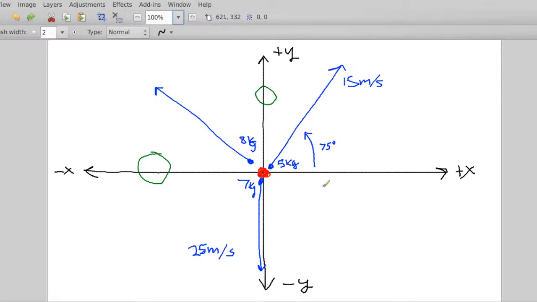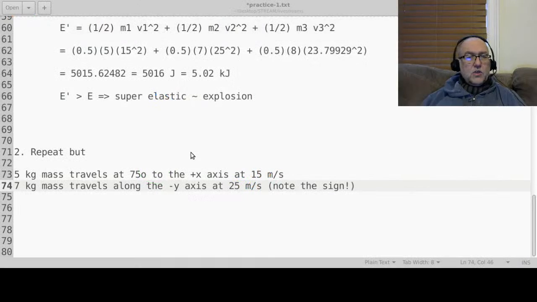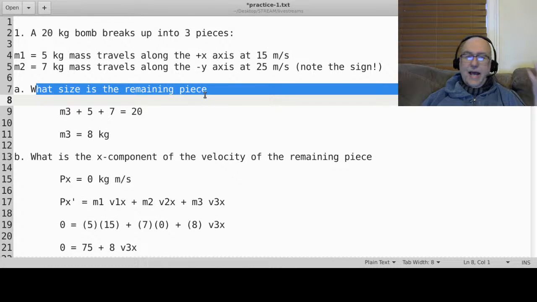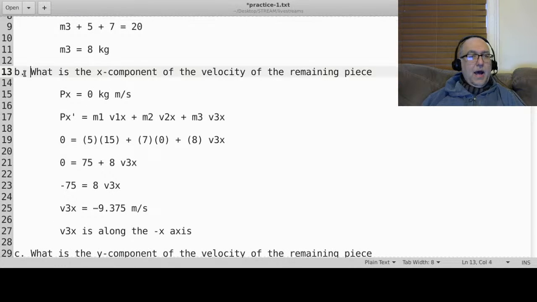That one was a little harder to see, which is why I did the other one first, because I really wanted to nail your intuition, like really get your intuition focused in on what was going on there. This one's a little harder to see, but let's work it out and see what we get. So let's go through those questions again. The size is still 8. Part B is what's the x component?